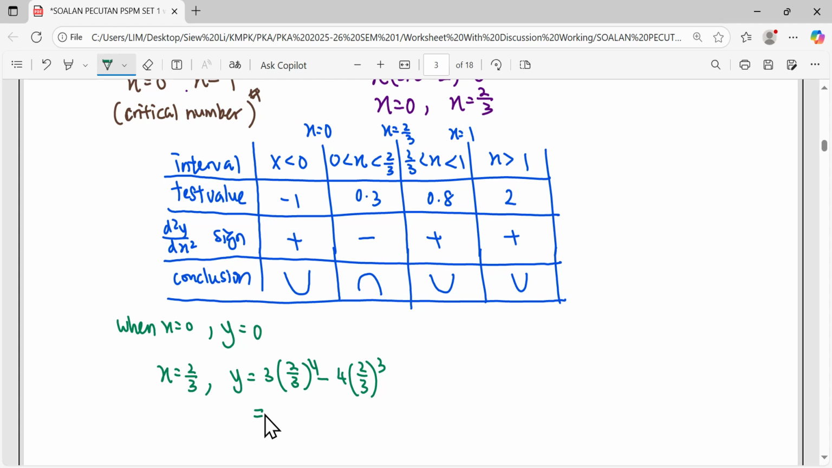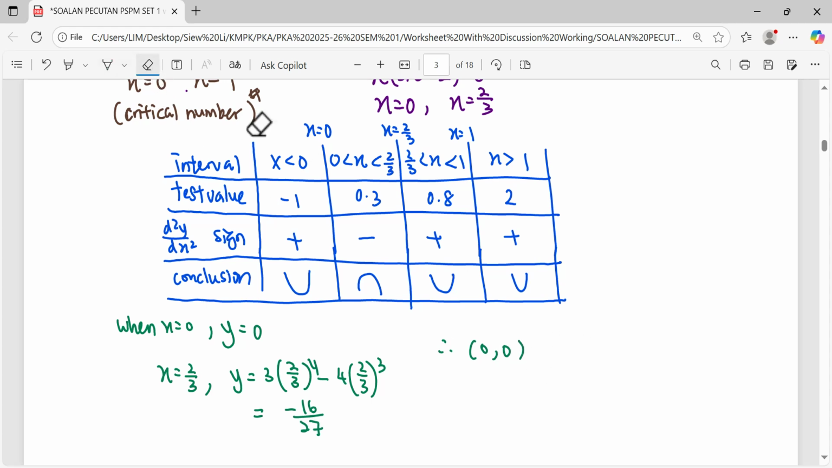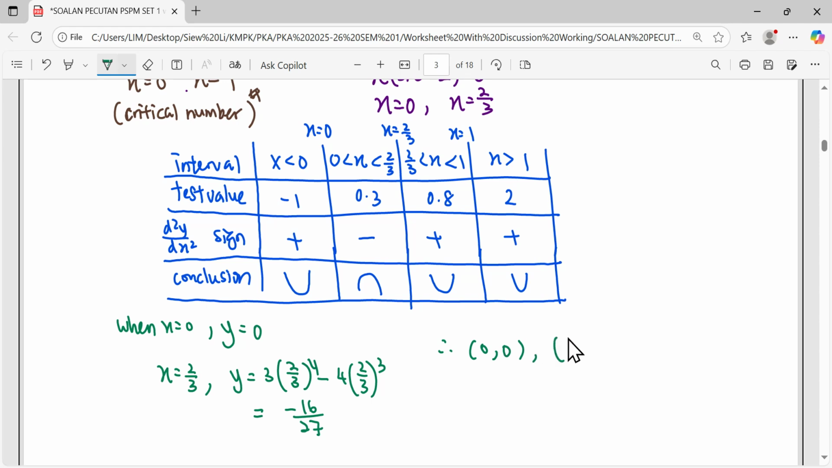Okay, so wait a minute. We need to use the calculator to find the y coordinate. We have minus 16/27. So therefore, the inflection points are (0, 0) and (2/3, minus 16/27).